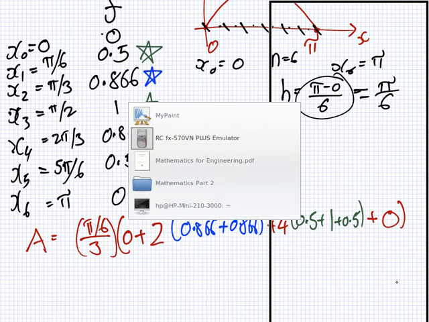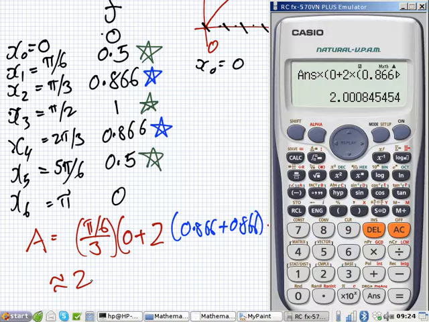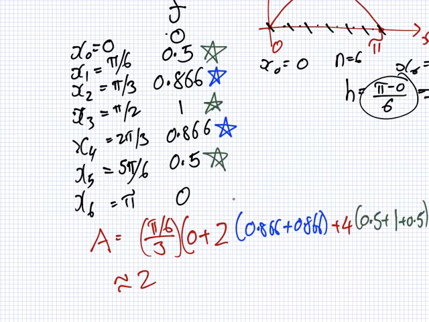So let's see what Simpson says the answer should be. So let's see. That's pi over 6 over 3 times 0 plus 2 times 0.866 plus 0.866 plus 4 times 0.5 plus 1 plus 0.5 plus 0, close, and we get 2, roughly. About 2. So I would say this is roughly 2. Now let's see the exact answer, because this is something where we can know the answer exactly. So let's see how good our answer is.